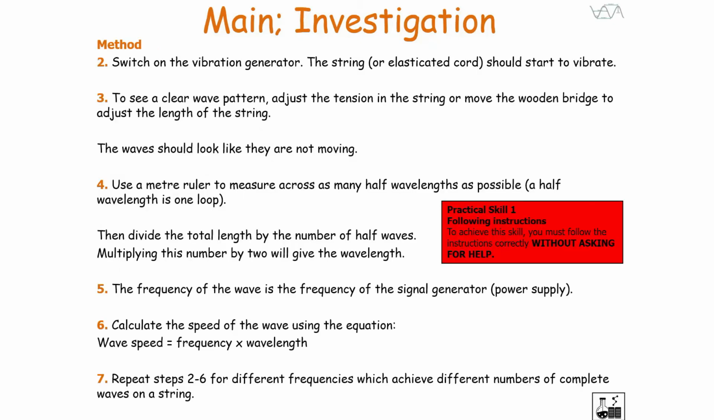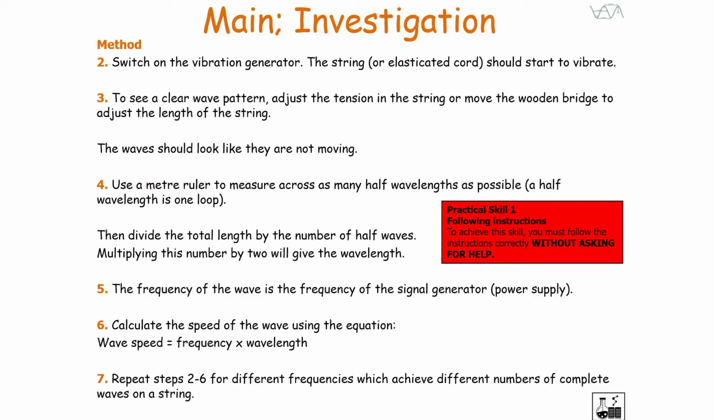So you would switch on the vibration generator, which would make the string or elasticated cord start to vibrate. You would then see a clear wave pattern and then adjust the tension of the string or move the wooden bridge to adjust the length of the string, and the wave would look like it's not actually moving. Now you would then use a meter ruler to measure across as many half wavelengths as possible, then divide by the total number of half waves, and then you multiply this number by 2 to give the wavelength.